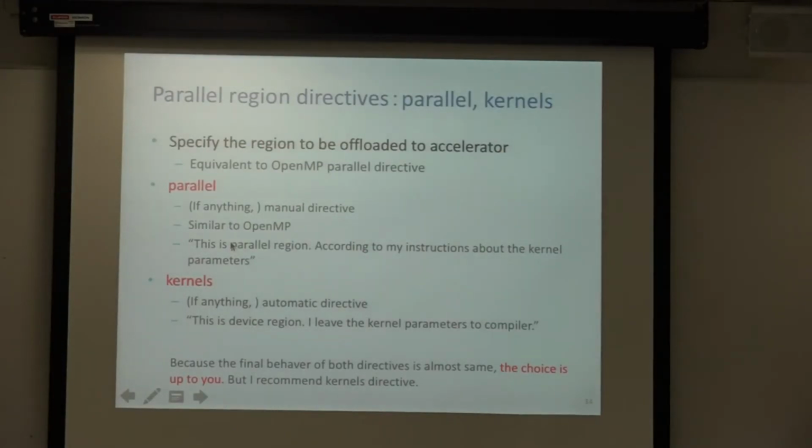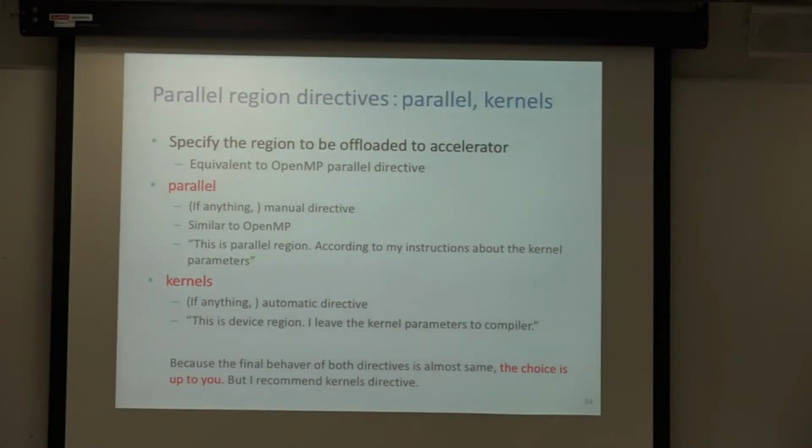There are two parallel region directives: the parallel directive and the kernels directive. Those directives specify the region to be offloaded to the accelerator. Those directives are similar to the OpenMP parallel directive. The parallel directive is more similar to OpenMP.